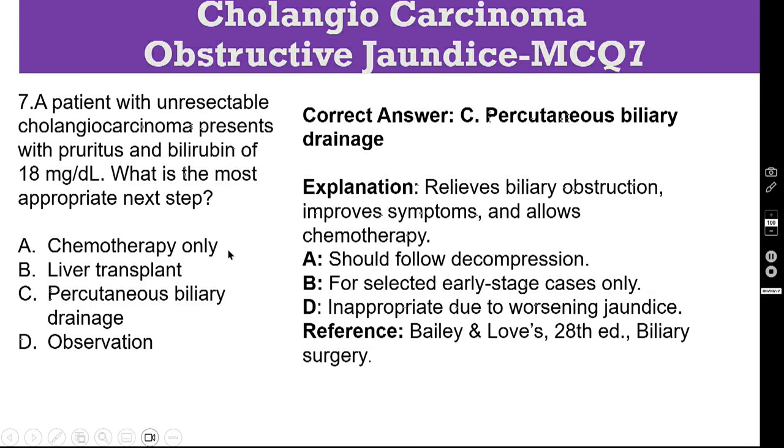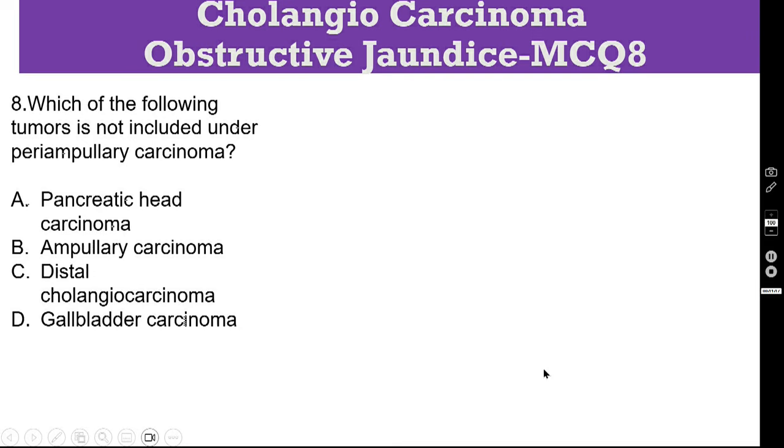A. Chemotherapy only should follow decompression also, so it is not just chemotherapy alone. B. Liver transplant is only for selected, very early stage cases. D is observation. It is inappropriate due to worsening jaundice. Reference: 28th edition of Bailey and Love, biliary surgery chapter.